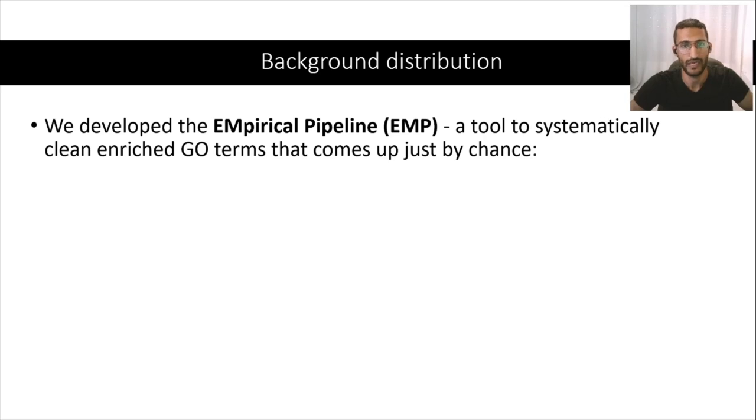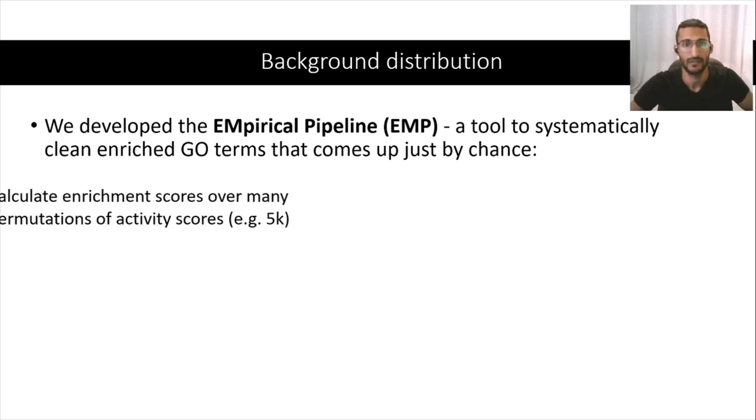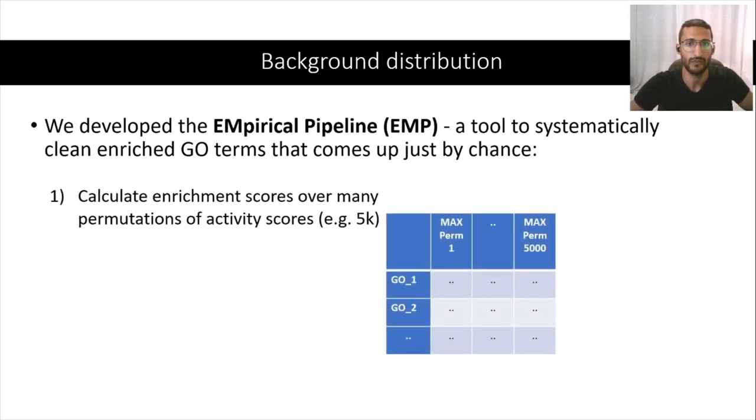To correct this bias, we developed the empirical pipeline, or EMP for short. The EMP systematically filters out enriched GO terms that come up just by chance. What we basically do is compare the true enrichment scores to enrichment scores that come from permuted datasets. So first, we generate thousands of permuted datasets that yield thousands of enrichment scores for each GO term.